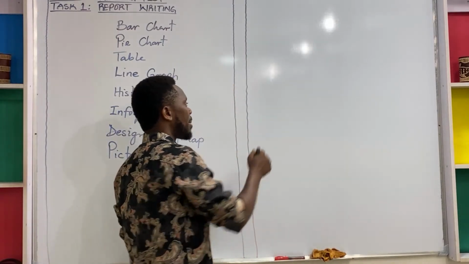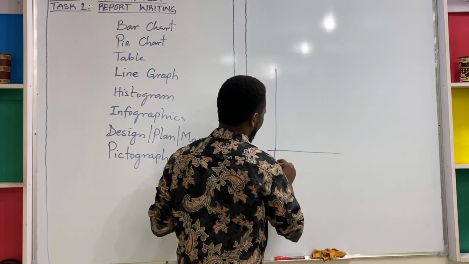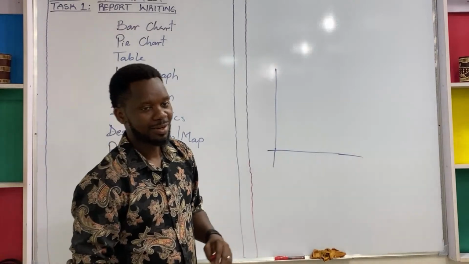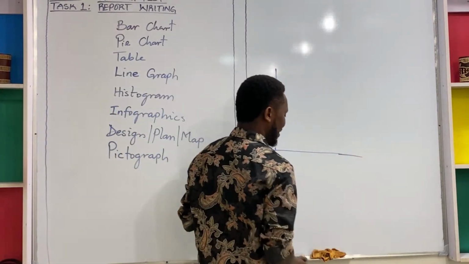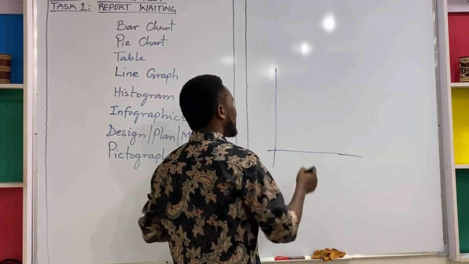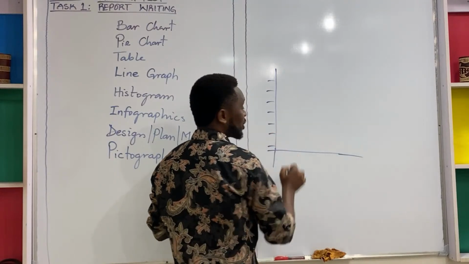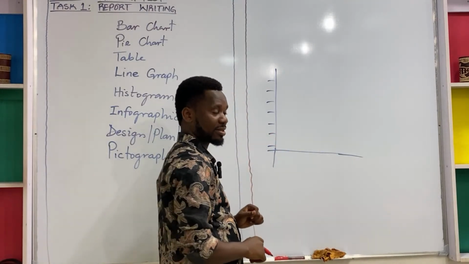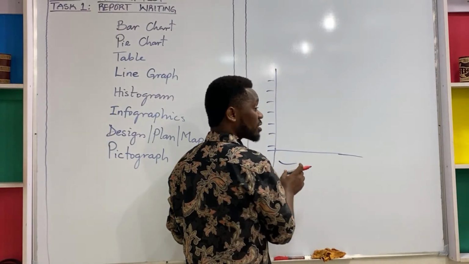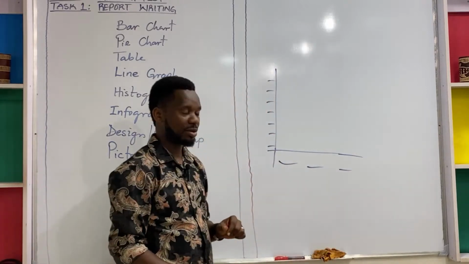For bar charts, there must be the different axes. Is that correct? So you have the y-axis and here is your x-axis. In most cases, the y-axis is usually for units of measurement. Then the x-axis is where you are talking about periods, maybe months, or number of items. It depends.